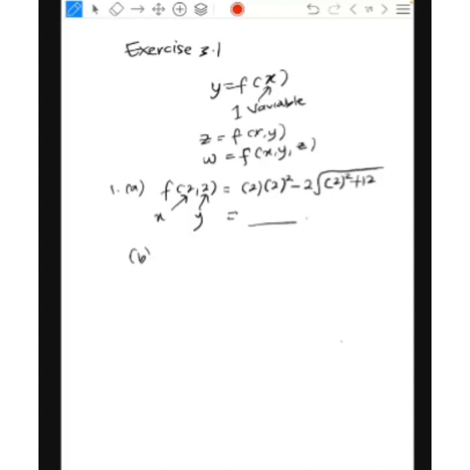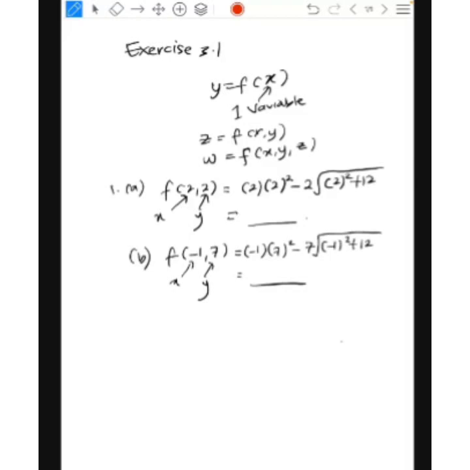And then for b it is also the same. You have f(-1, 7). So the -1 is for x, the 7 is for y. Then just use your calculator to calculate the value. Don't leave your answer like this, because when it is only a scalar, you simplify your answer until you get one value.